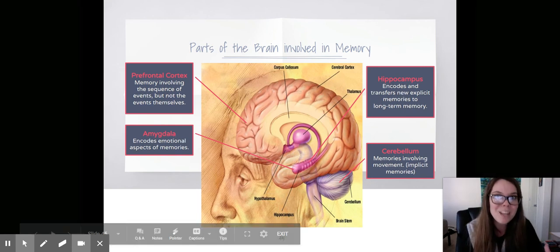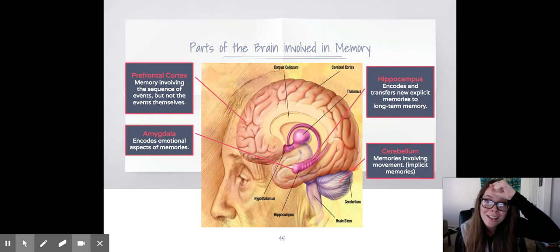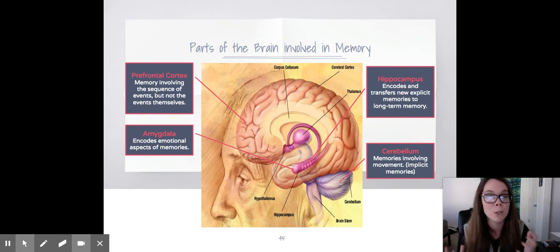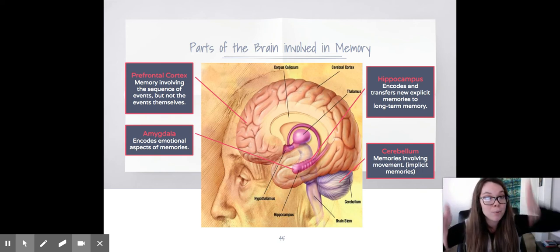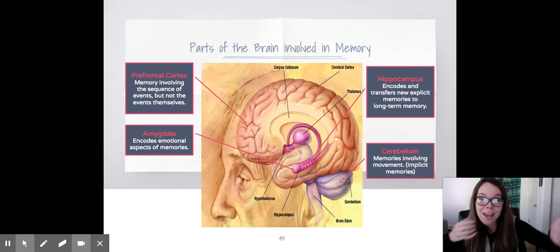And then, just another little diagram to remind us of the parts of the brain that are involved with memory. We have our prefrontal cortex, which is in the top of our brain right here. So memory involving the sequence of events, but not events themselves. So again, this is where we start to put our memories. This is why REM sleep is so important, to store our memories and what we did during the day.